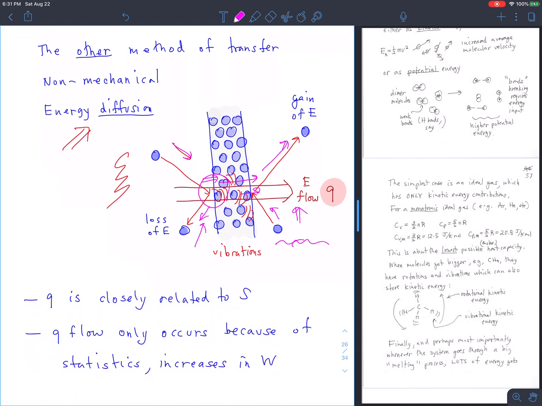We will see that in practical calculations, the heat flow is exceedingly important. It's very closely related to S. In fact, let me say that the change in entropy is a reversible heat flow divided by T. So heat flow and entropy are very closely related to each other. And you can kind of see that in the discussion above.